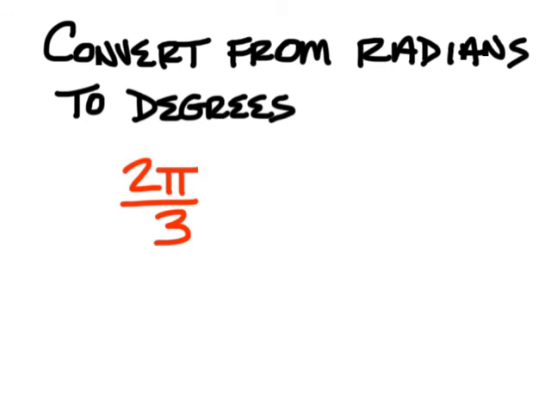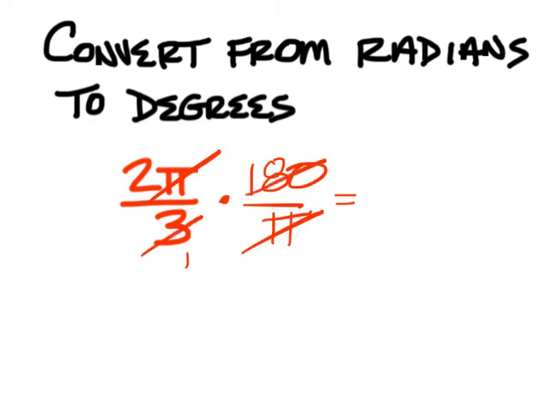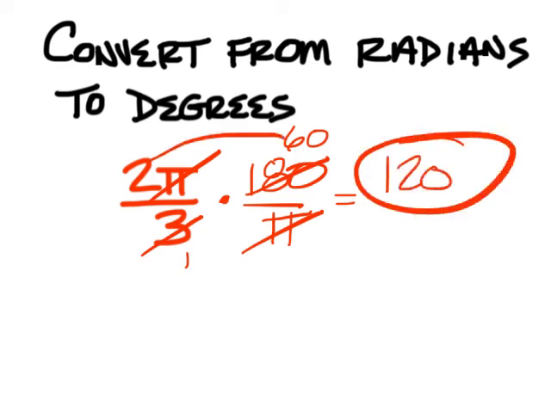Example problem number 7. You have to convert from radians to degrees. To convert from radians to degrees, you have to multiply by 180 over pi, which conveniently cancels out the pi's, and then you're left to make some other cancellations, such as 3 into itself once, into 180 60 times. So you should end up with 120 degrees from 2 times 60. Remember to multiply by 180 over pi when converting from radians to degrees.